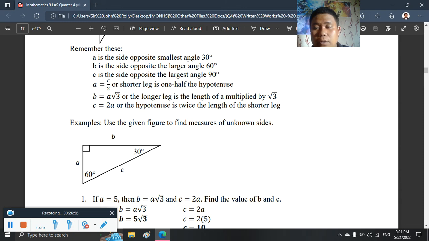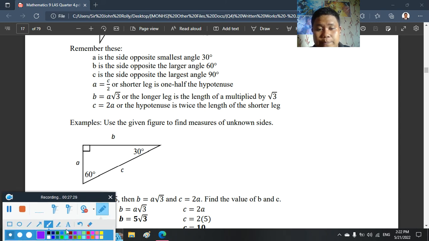So, smaller side, the smallest side, or the shorter side, smallest angle, ang atbang niya. B is the side opposite the larger angle 60 degrees. So, ang longer leg, atbang niya ang larger angle. C is the side opposite the largest angle 90 degrees. As usual, C. So, mo niya ang mga formula. Pinaka-importante nga inyong ma-familiarize o ma-memorize. Kani siya.